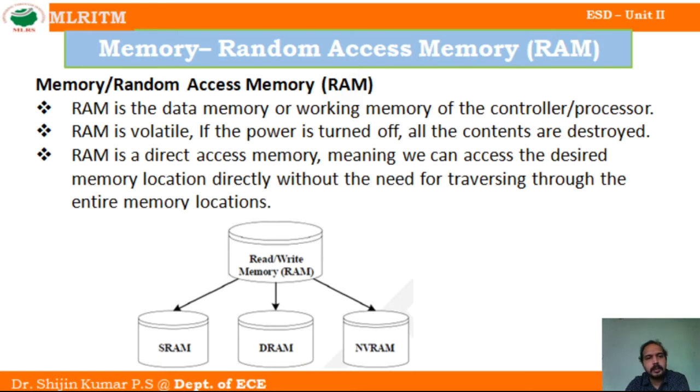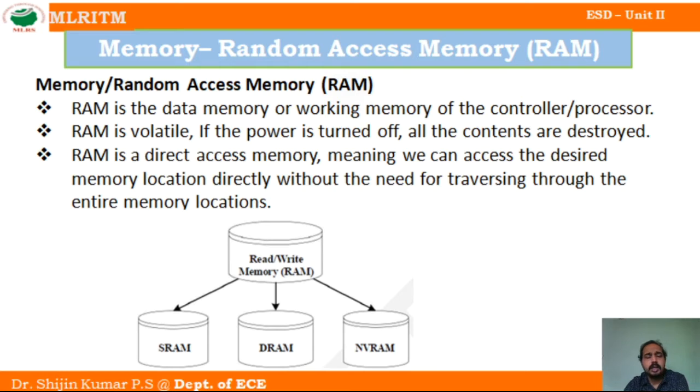Whatever programs we are executing, all these programs will come to RAM, and from the RAM only it will execute. So that is a peculiarity of random access memory. This random access memory is volatile. If the power is turned off, all the contents are destroyed, so it is not capable of storing the data permanently.